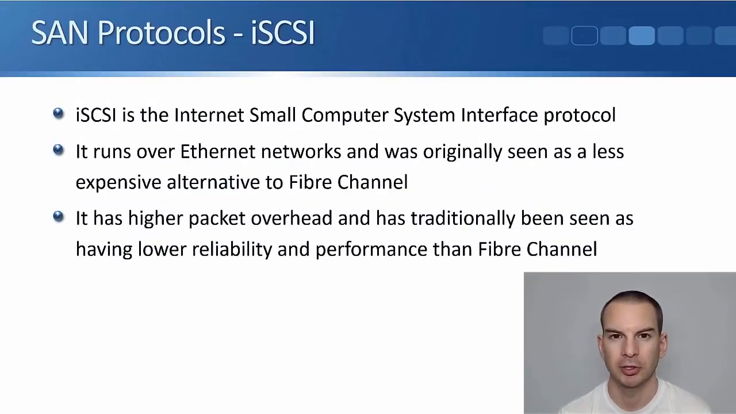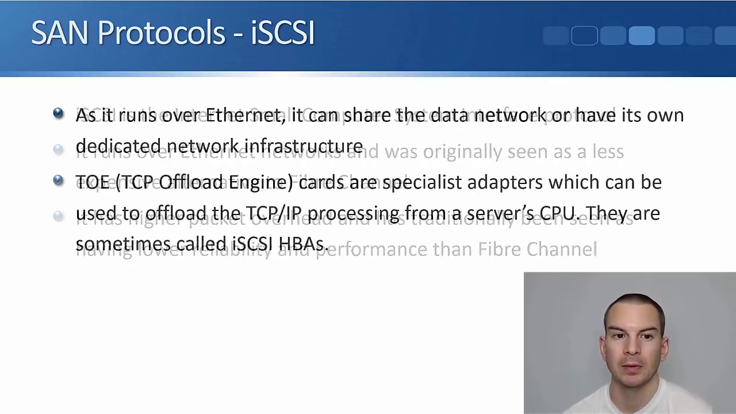Next, we're going to cover iSCSI. iSCSI is the Internet Small Computer System Interface Protocol. It runs over Ethernet networks and was originally seen as a less expensive alternative to Fibre Channel. It has higher packet overhead and has traditionally been seen as having lower reliability and performance than Fibre Channel does. However, you could argue that that is just a perception thing.